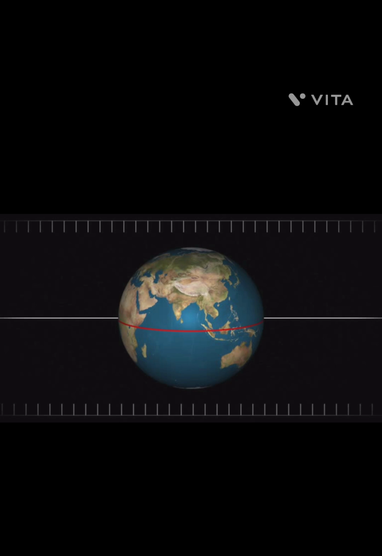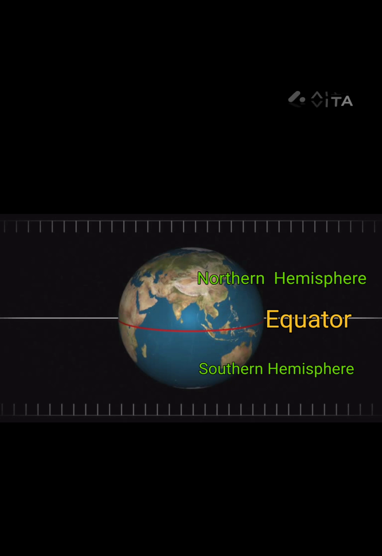On the globe you can see the line red in color called the line of equator. This line divides the earth exactly into two equal halves called the northern hemisphere and the southern hemisphere.